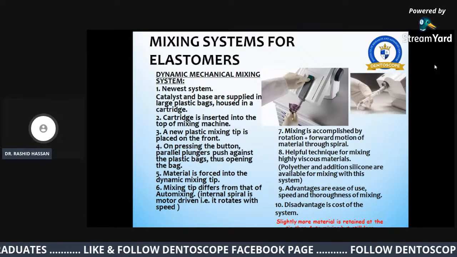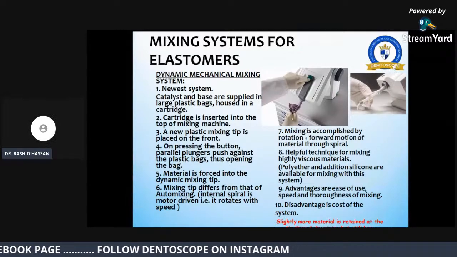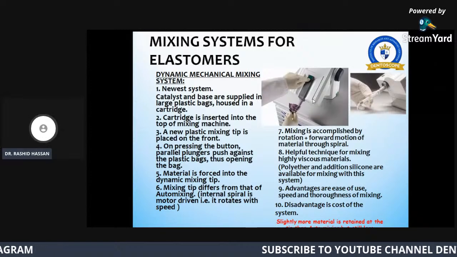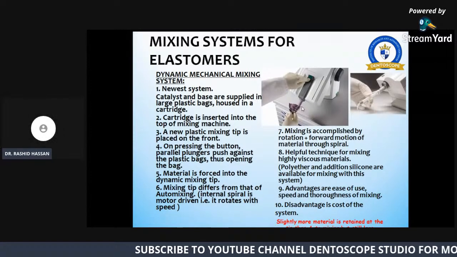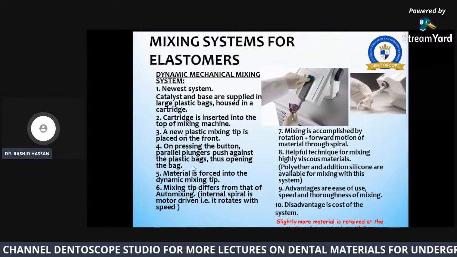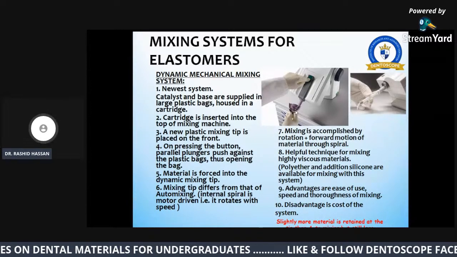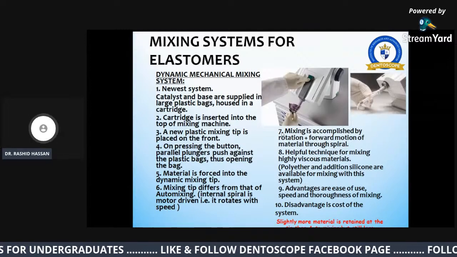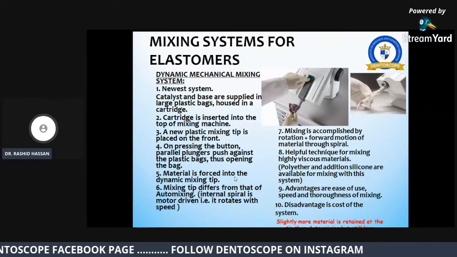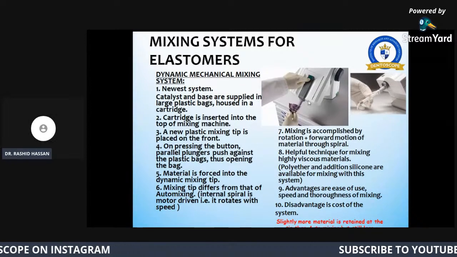The cartridges are inserted into the top of the mixing machine, and then you press the button, and the smooth mixture comes out of the mixing tip. On pressing the button, parallel plungers push against the plastic bags, thus opening the bag. The plastic bags are present inside, where the mechanical plungers break them, and then the mixing starts. Material is forced into the dynamic mixing tip. This is the dynamic mixing tip.